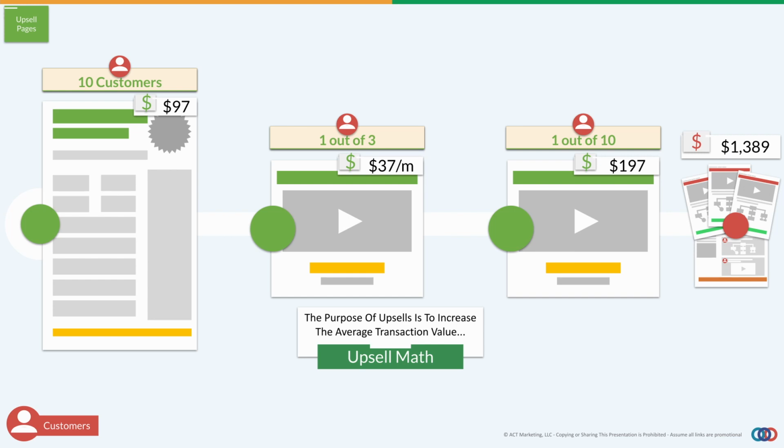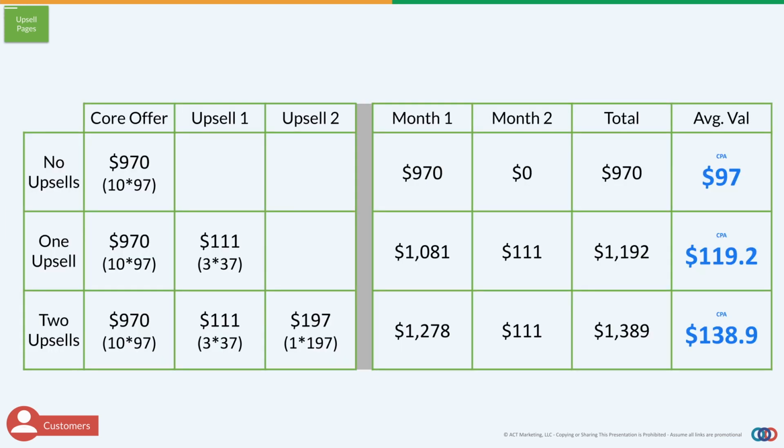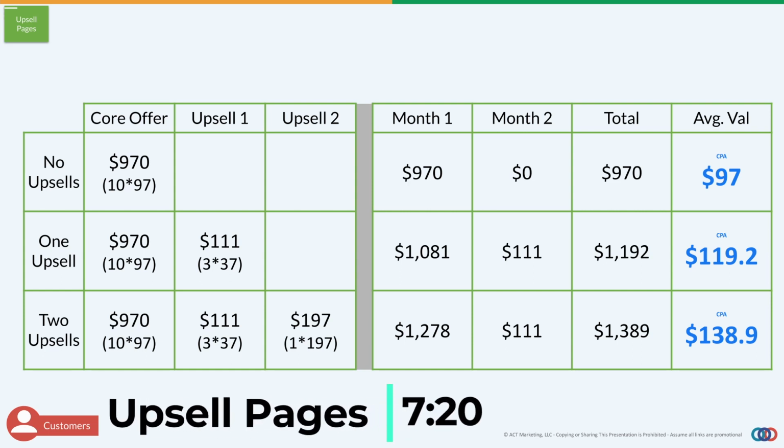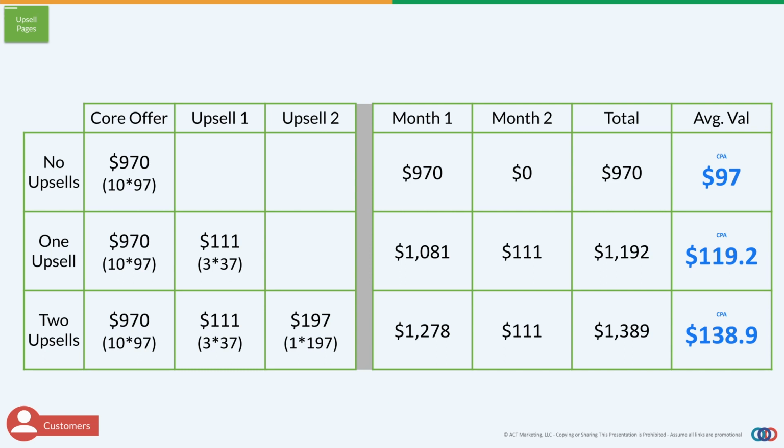So if you take a look at this chart, we won't spend too much time on it. You can always pause, timestamps below to come back. You can see that our average transaction value goes from $97 all the way up to $138.